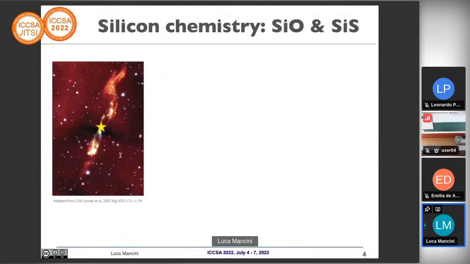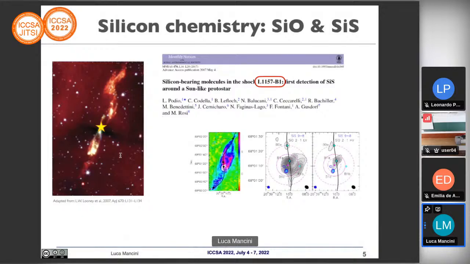Among the different shock regions, one peculiar example is the L1157-B1 region, a shock region driven by a sun-like protostar. It is particularly important because the protostar that drives the shock can share some similarities with the first stages of the formation of our sun and, as a consequence, of our solar system. In particular, a work of 2017 performed by Podio and co-workers revealed the presence of two silicon-bearing molecules, SiO with different isotopologues, and for the first time, silicon sulfide, SiS. The main point of this work is that the two species present a different spatial distribution. In particular, SiO peaks where the jet impacts the cavity, while SiS is present at the head of the cavity, which is the shock region.